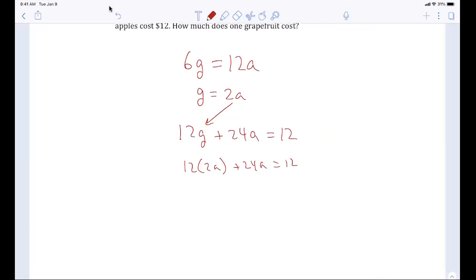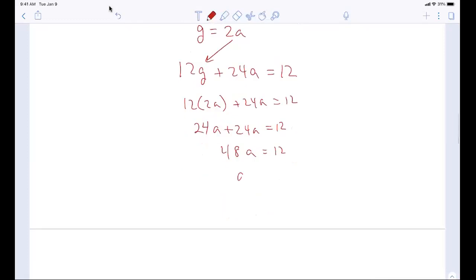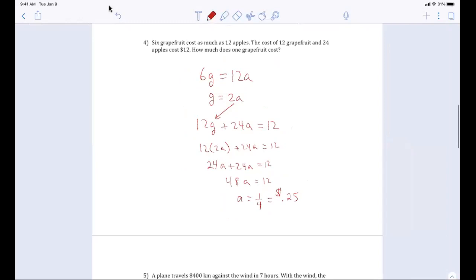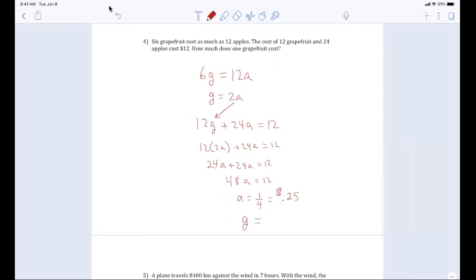Isn't that right? So 24A plus 24A equals 12. 48A equals 12. So be careful. A is 1/4, right? Or since we're talking about money, an apple is worth 25 cents. And if an apple is worth 25 cents, then a grapefruit is worth 50 cents, right? Because a grapefruit is twice as much as the apple.